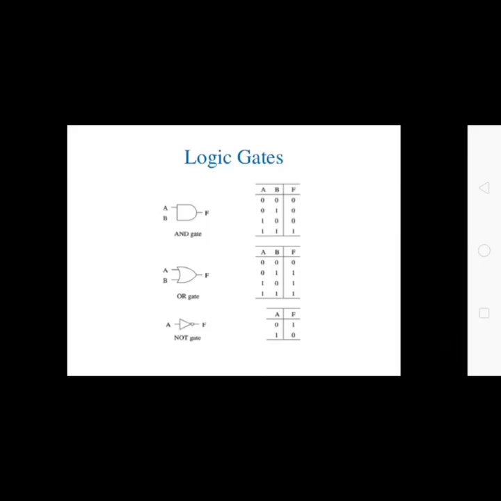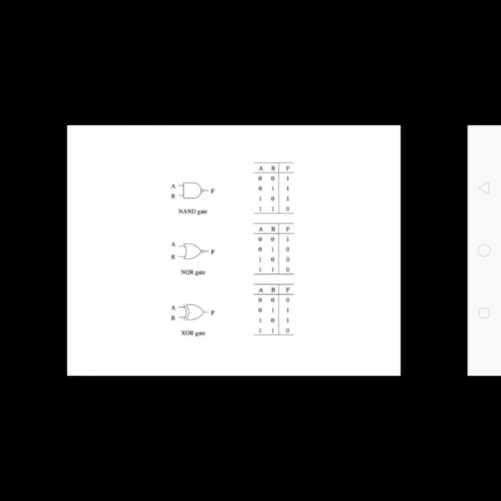Welcome my dear students. In today's video we will be discussing the logic gates. We have already discussed three gates, that is AND gate, OR gate and NOT gate. We all know that AND gate is nothing but a multiplication operation, OR gate is nothing but an addition operation and NOT gate is nothing but a complement of the basic symbol.